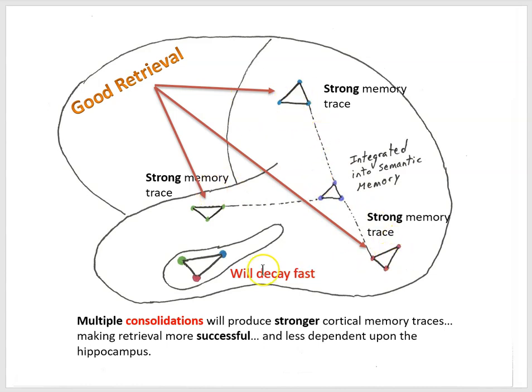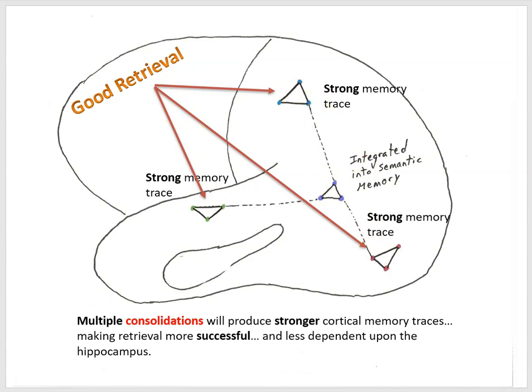And that's a good state of affairs because the hippocampal memory traces are going to be decaying, and they will decay quickly. So even as the hippocampal memory traces decay, and we'll speak about why that is in a moment, we'll still have good access to well-consolidated memory traces in the cortex.